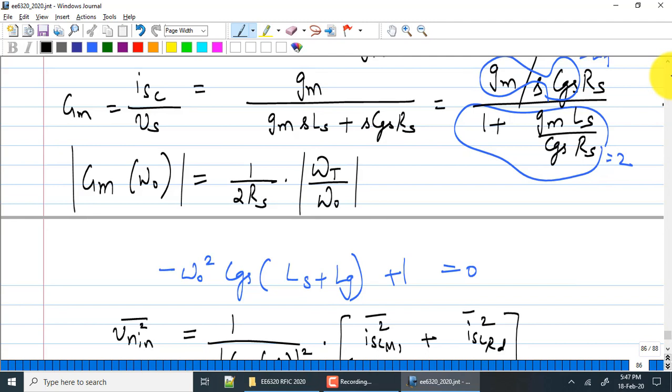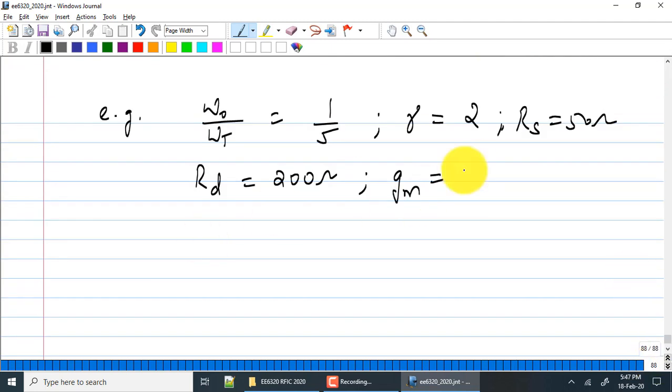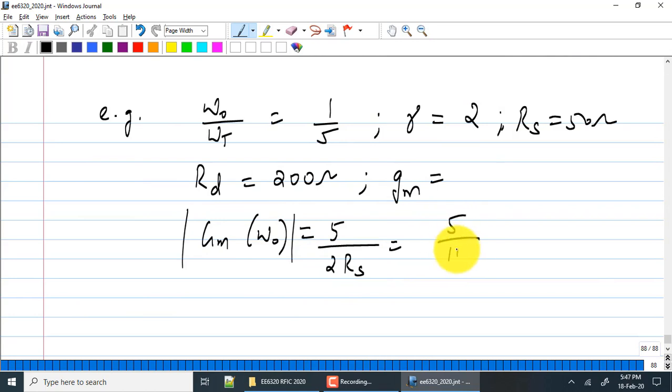If omega t by omega naught was 5, this is about 5 by 100, which is 50 by 1000, which is about 50 millisiemens, capital GM. So 5 by 2 RS, which is 5 by 100, is about 50 millisiemens. Small gm does not figure except in the omega t itself. There's a wide range of gms for which you can achieve the same omega t, of course.